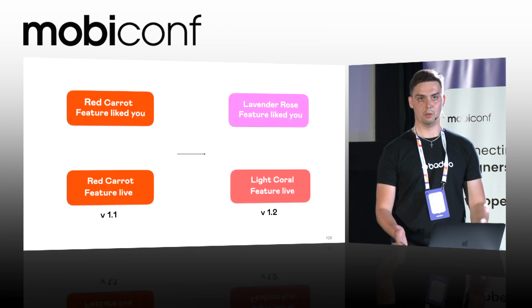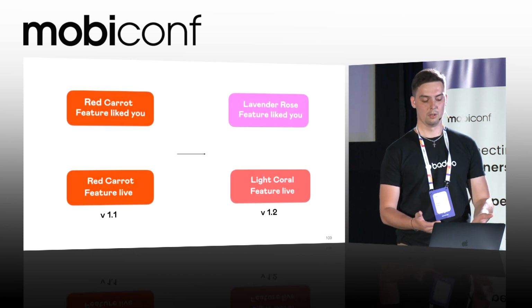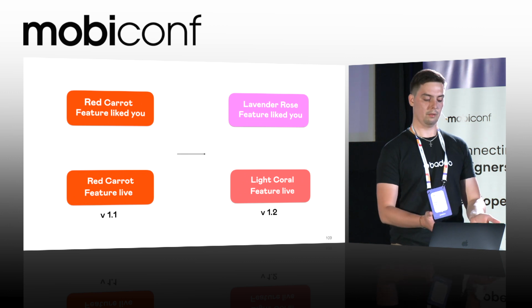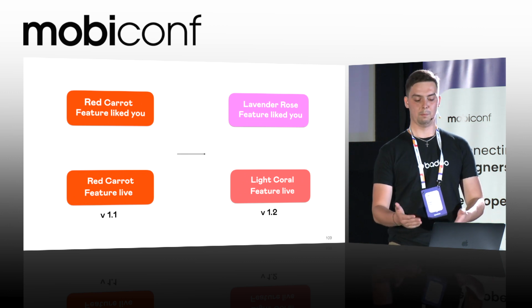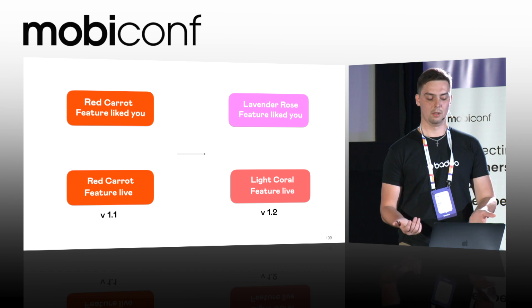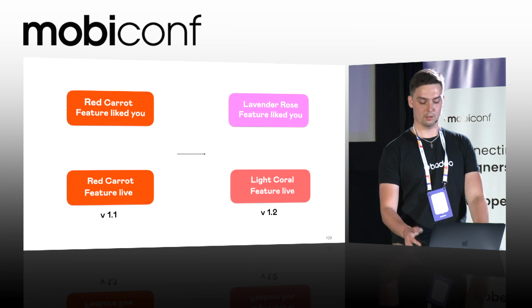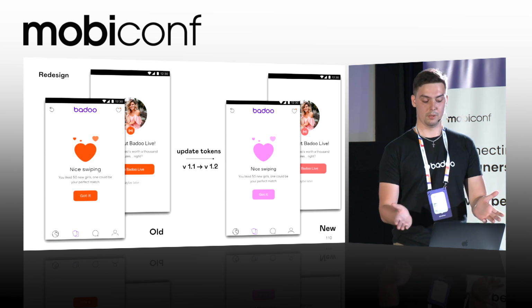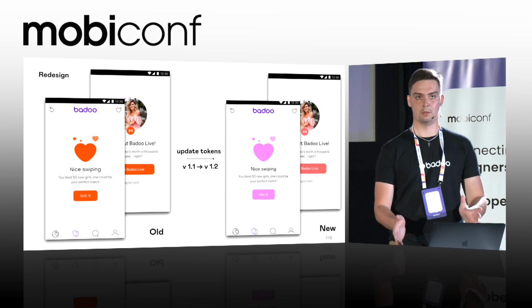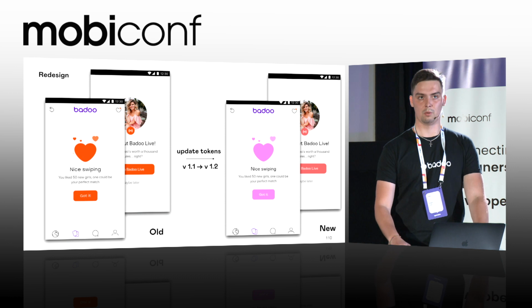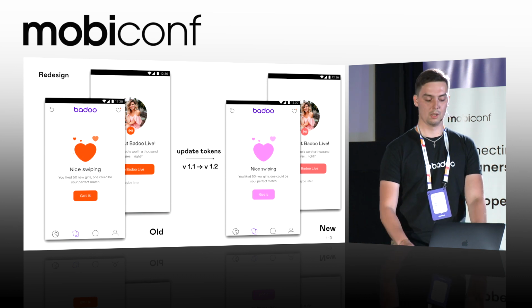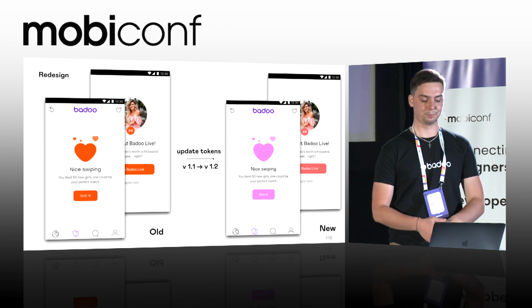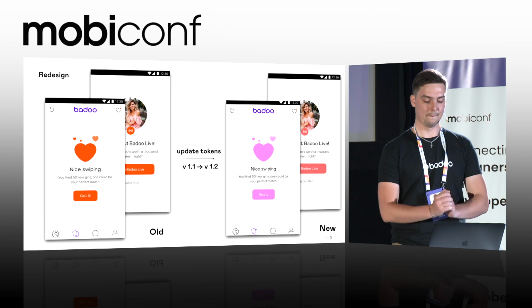And in your app, in your configs, we have a transition, and we know that feature like to you in your app is pink, and feature live in the new design is coral. And that's it. Yes, we just updated icons, but before that we had to migrate from usual base colors to feature colors, and finally we supported the redesign.